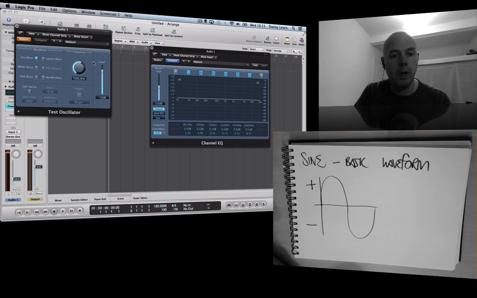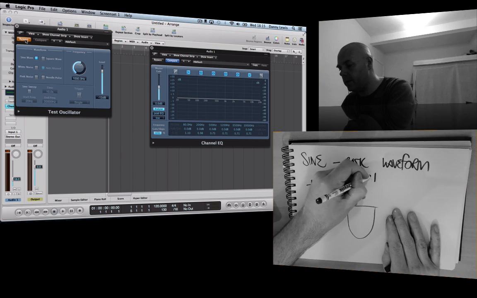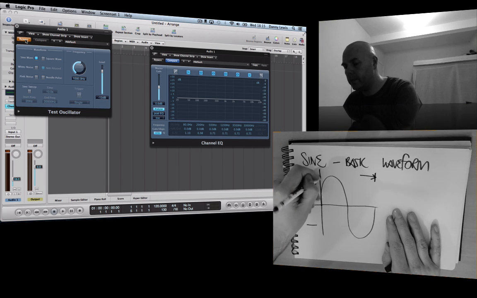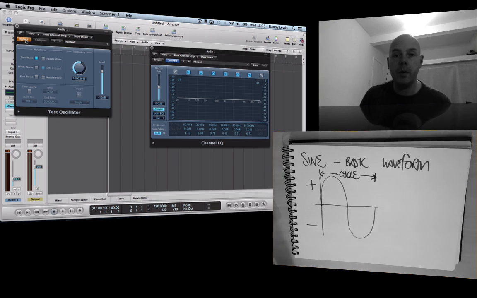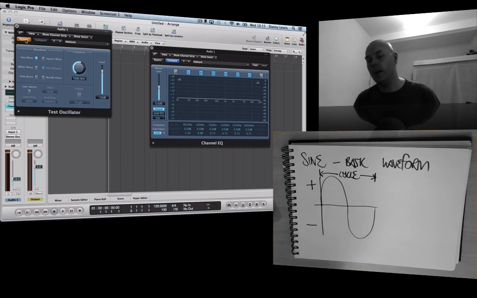I've got the tone generator in Logic already, and I'm going to take the bypass off. We're going to hear it. It's a 1K sine wave, so 1,000 hertz per second. When I say 1,000 hertz per second, it's actually 1,000 cycles per second. So hertz is the measurement. All right, so here is a cycle. So 1,000 of those per second. That's how we actually measure the frequency of a sound.